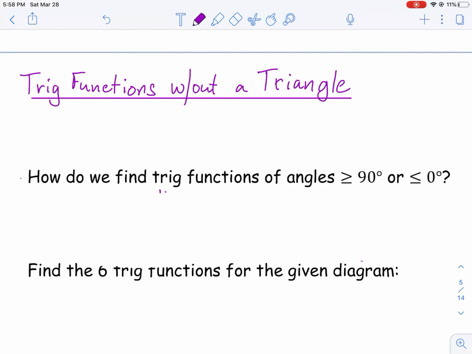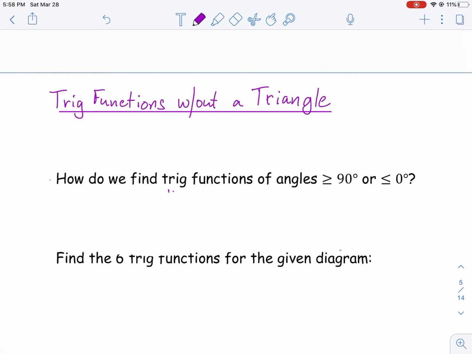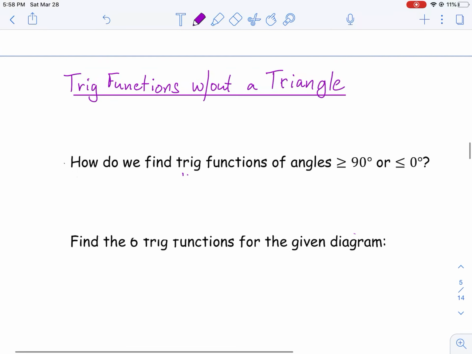Howdy guys, in this video we're going to take a look at how to find trig functions without a triangle. In the last video we looked at angles on a coordinate grid. But how do we find trig functions if an angle is more than 90 or less than 0? If it's acute, between 0 and 90, we could do a triangle and we'd be set to go. But what about when I have an angle that's bigger or less than that?